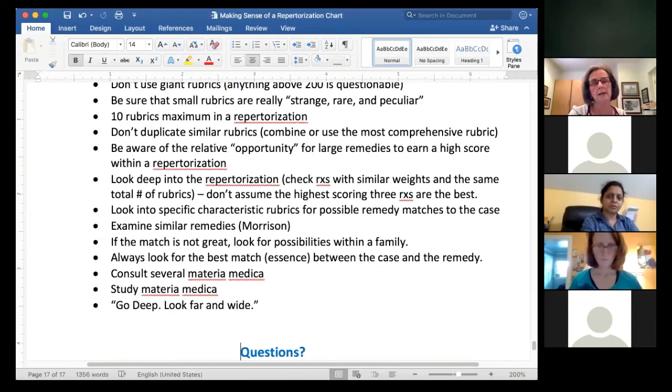So you kind of have to look and see what other rubrics you have, and you're not going to destroy a repertorization because you happen to have one rubric that has 200 remedies. It's just that if you put a bunch of those in, you're going to get a polycrest. Got you. Very good. Thank you very much.